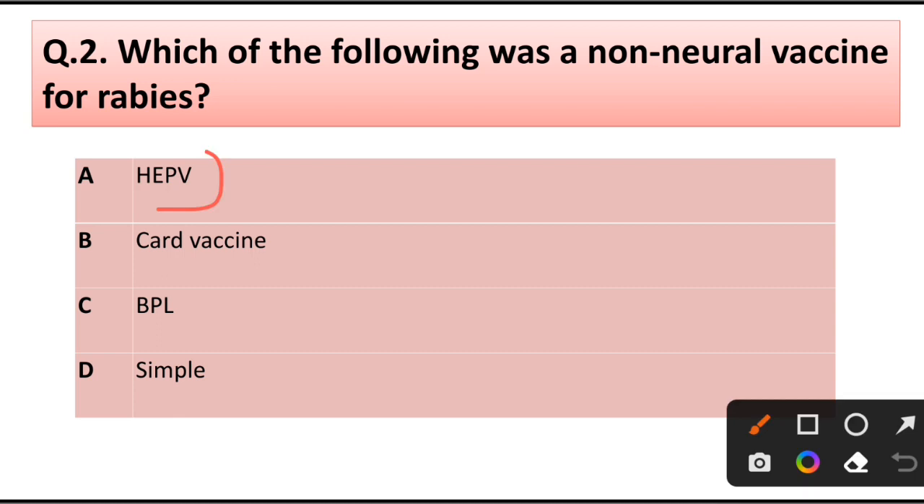Question number 2. Which of the following was non-neural vaccine for rabies? HEP, Semple, BPL, HDCV. Correct answer is option A. HDCV.